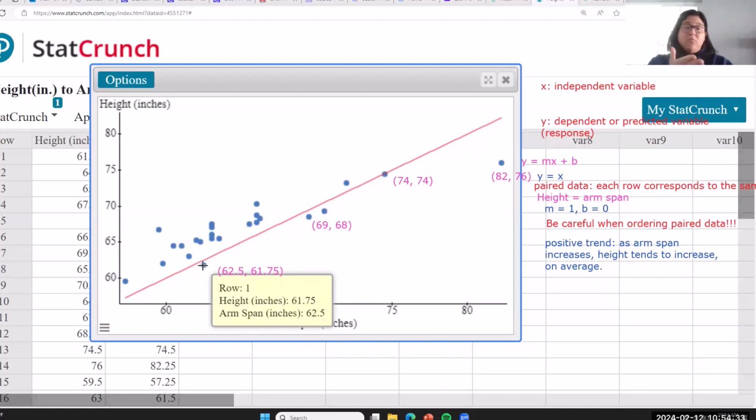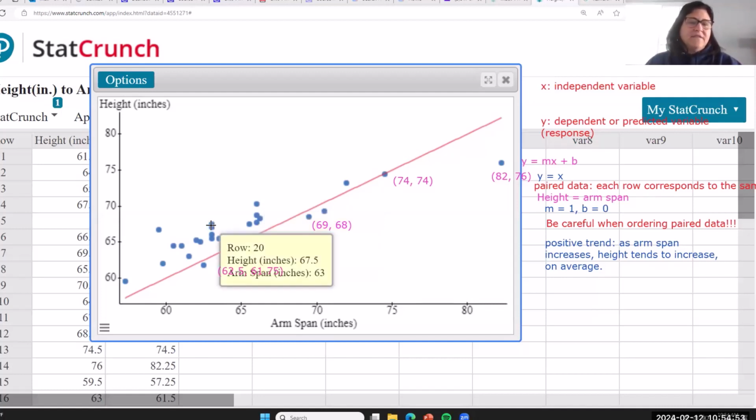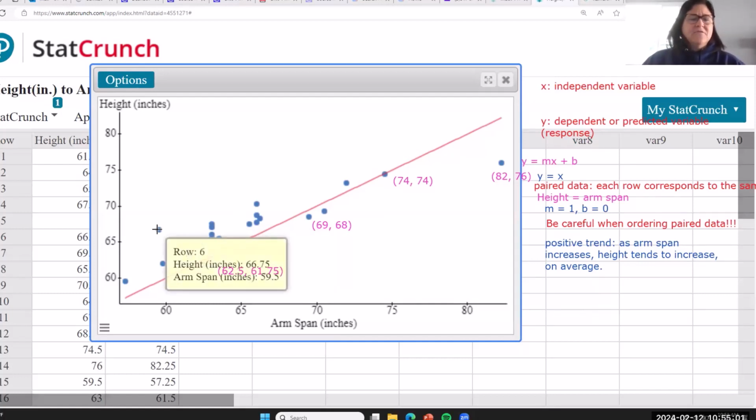So basically that line y equals x just divided us into one group whose arm span was more than their height. And then this group over here, there seem to be more people over here. Notice all these dots have their height bigger than their arm span. So just imagine what that kind of looks like. Some of us have longer arms than others proportionally. So this person, their arm span is a lot smaller than their height. Just imagine what that would look like.